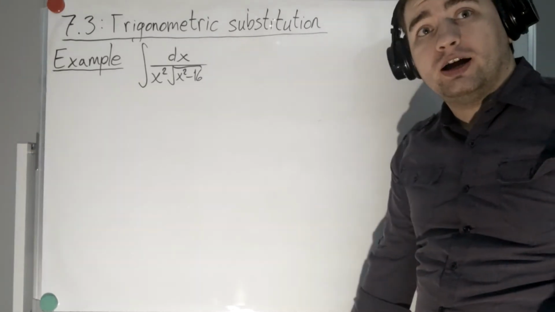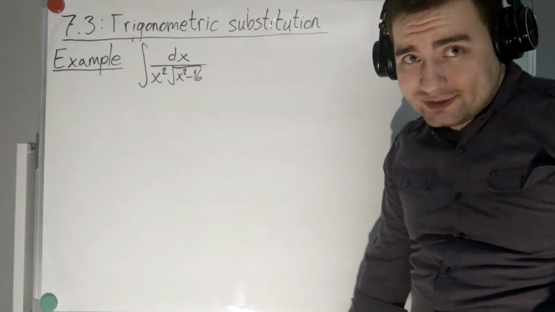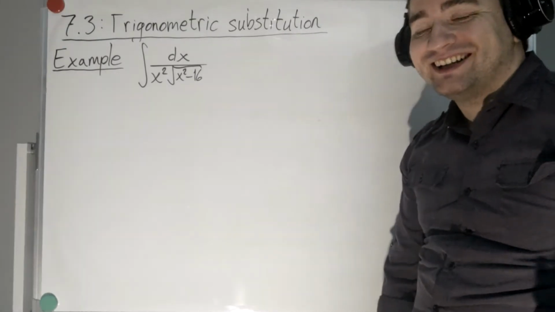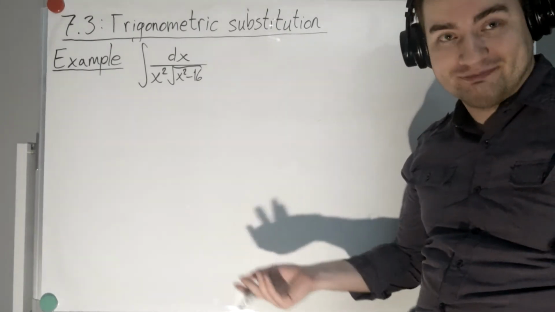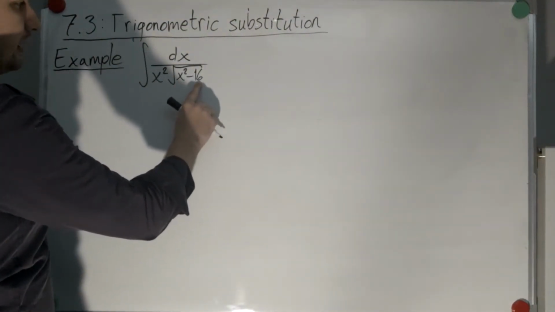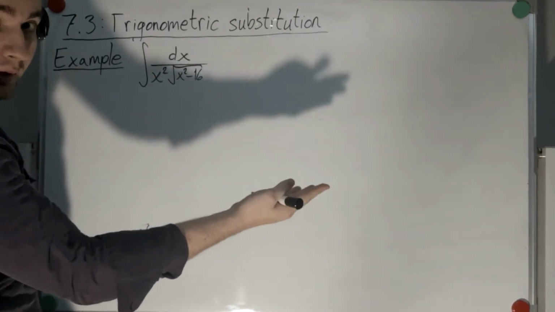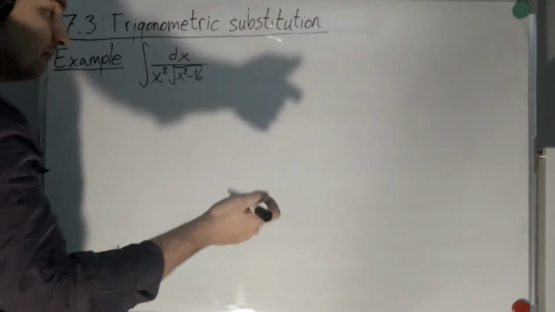Integration by parts, I think, would make this even more of a mess. So let's just avoid that. And so we need something new. So this is what we can do here. We can say, all right, well, x squared minus 16, that's the same as x squared minus 4 squared. And 4 is, of course, a real valued constant.